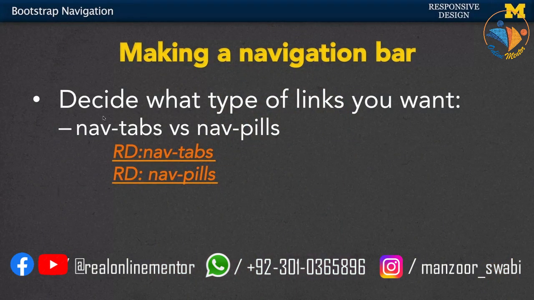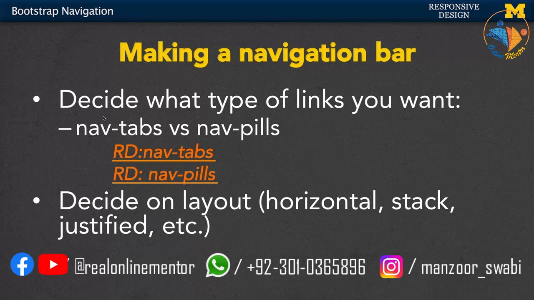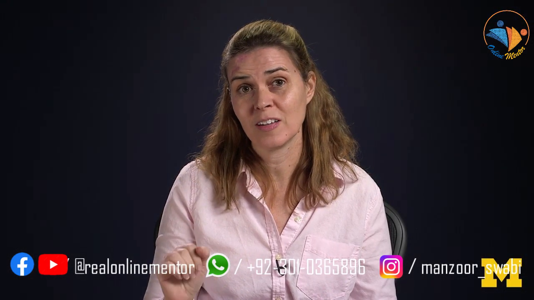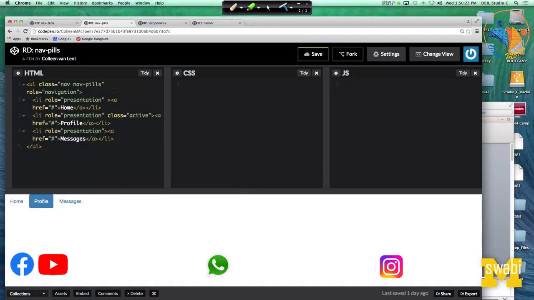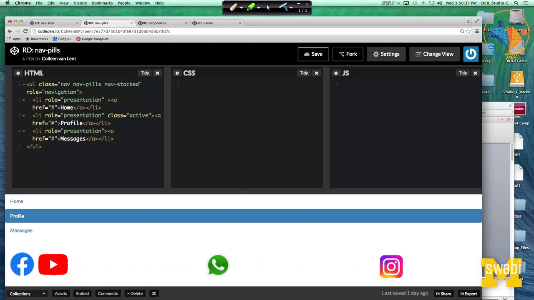Once you've decided on either tabs or pills, another thing you're going to consider is the layout. Do you want your navigation bar to be horizontal, vertical, justified? There are a few different options, and I'm going to show you right now how you can quickly change them. Let's go ahead and just use the nav pills code. When I go back up to that unordered list element, I have that it should be nav and nav pills. What I want to add now is to say, you know what? Instead of being horizontal, I want to change it so that it's vertical or stacked. This simple class completely changes the look of our page.